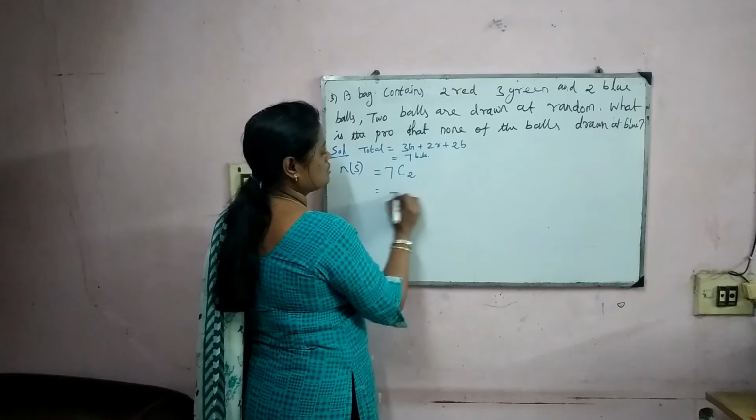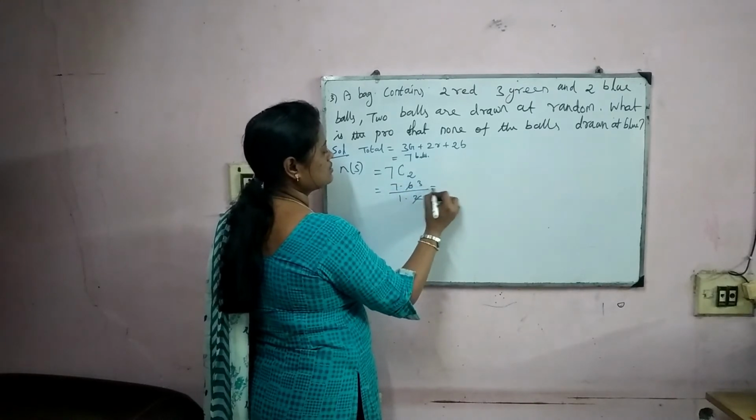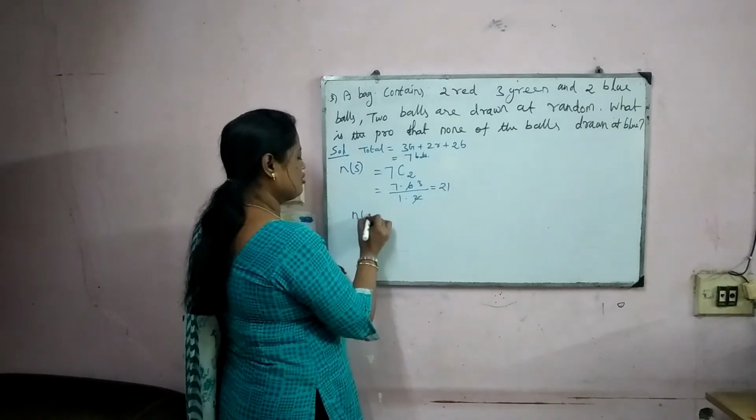And how to solve this? 7C2 is 7 into 6 divided by 1 into 2. If you cancel this 3 times, 7 3s are 21. So our N of S is 21.